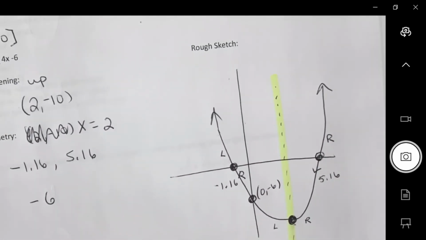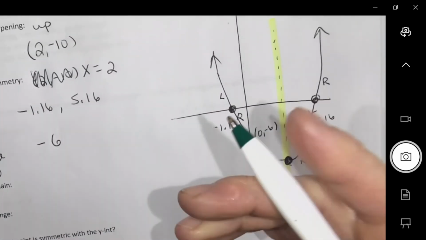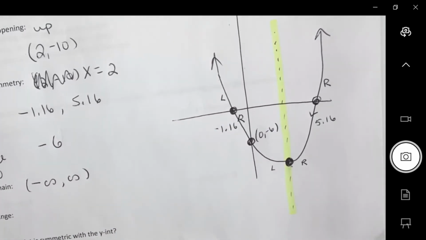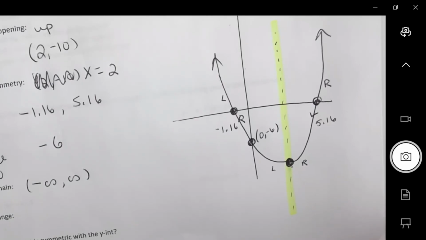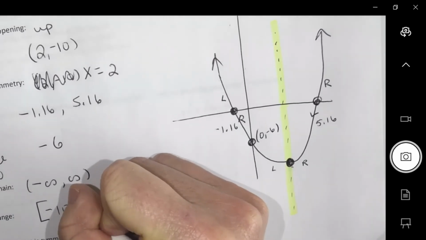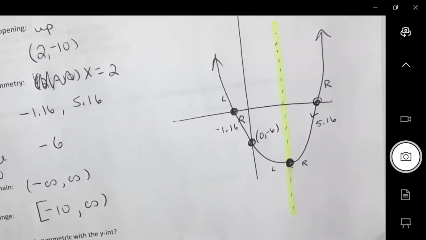Okay, what's the domain? Left and right is negative infinity to infinity. It goes forever and ever. And what's the range? The range is the lowest. What low height are we going to? Negative 10 is the lowest we ever get to, and then we go up from there. Does that make sense how I wrote it? Negative 10 to infinity.